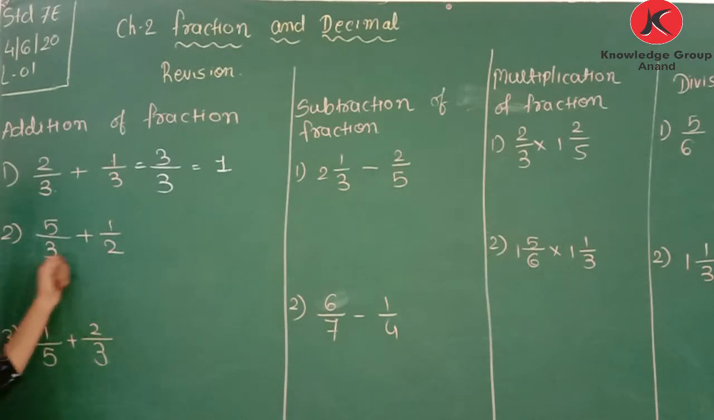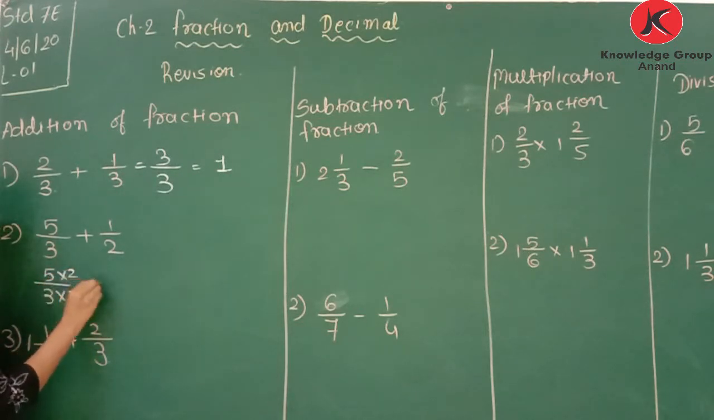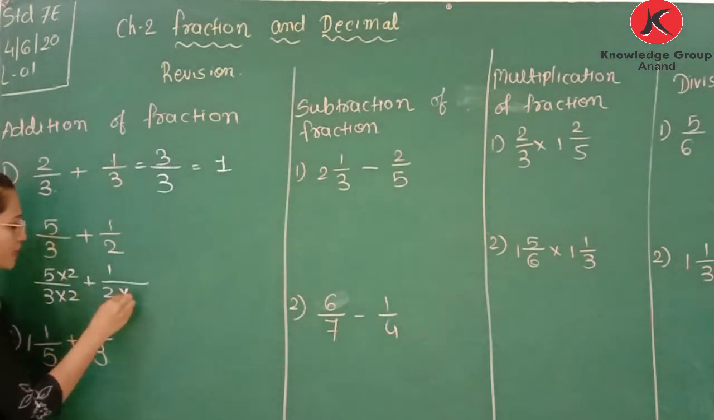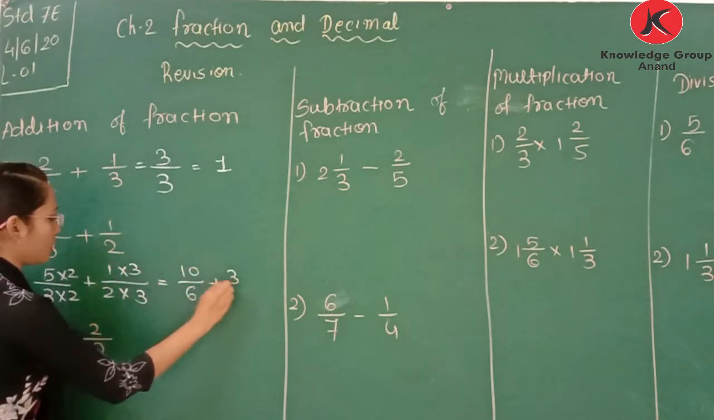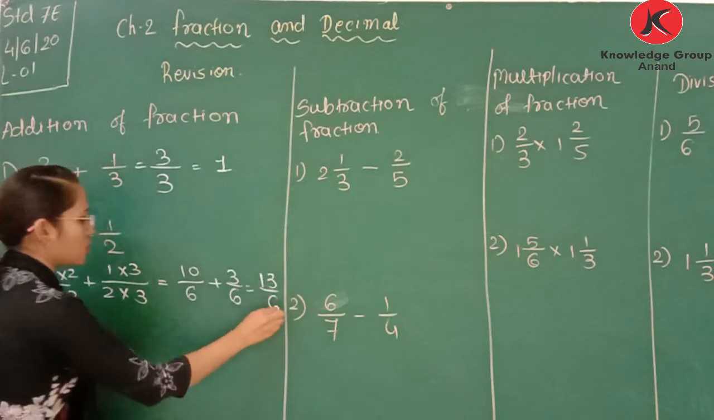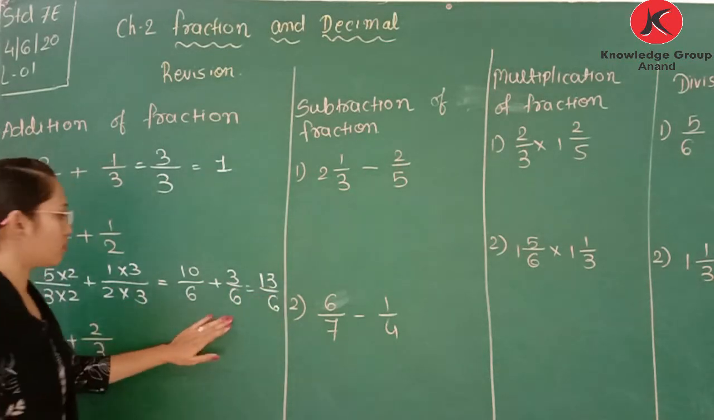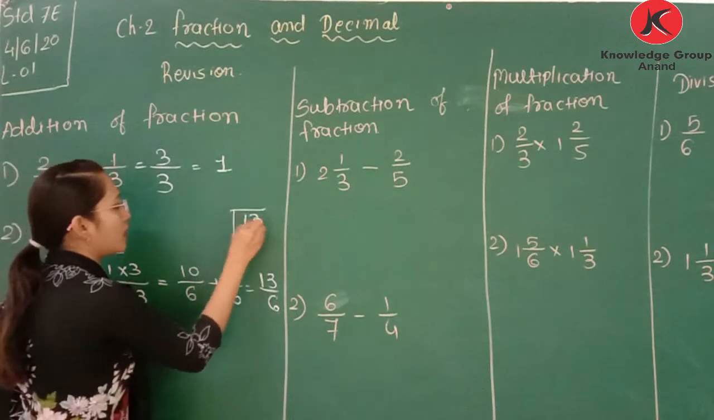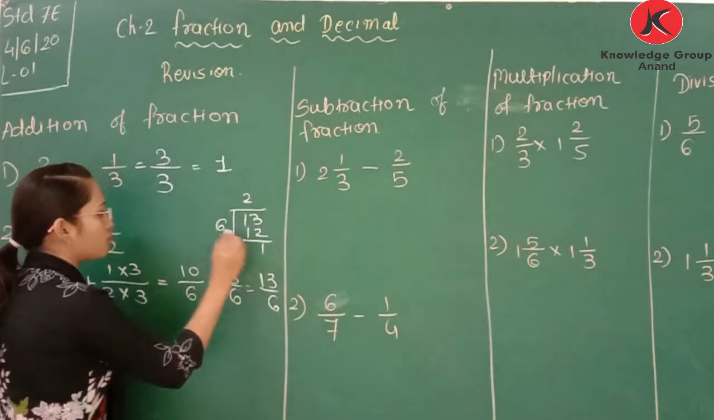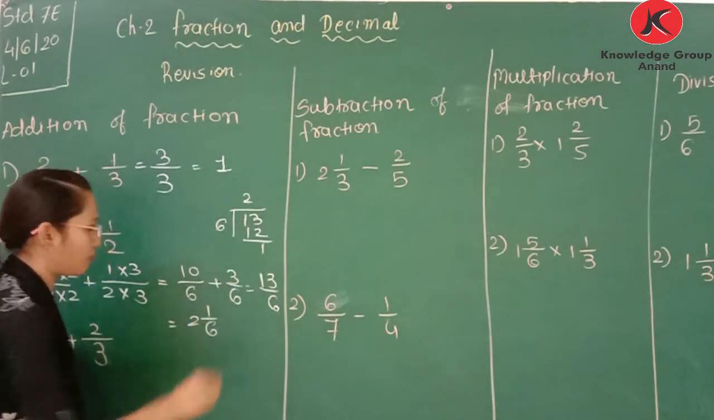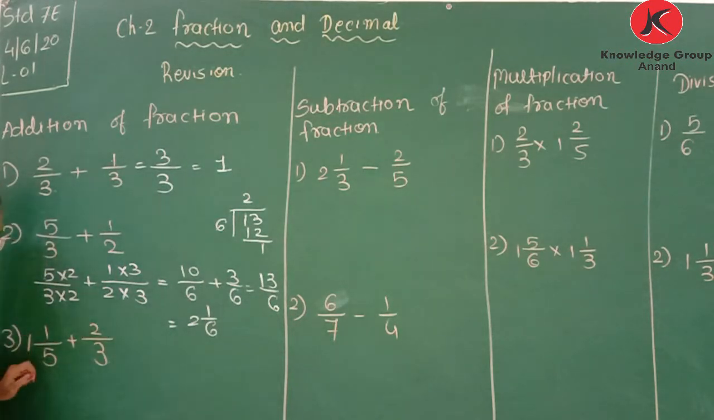Okay, next 5/3 plus 1/2. Now here denominator is 3 and here denominator is 2. So take the LCM. LCM will be 6. So 5/3 needs to multiply with 2 and 1/2 needs to multiply with 3. So 10 by 6 plus 3 by 6, that is 13/6. You can convert this into mixed fraction. Mixed fraction में convert કરો તો શું કરવાનું? 13 divide 6. 6 twos are 12. Remainder is 1. So you can write 2 1/6. That is answer. Clear?